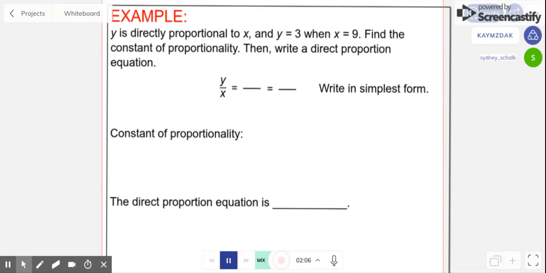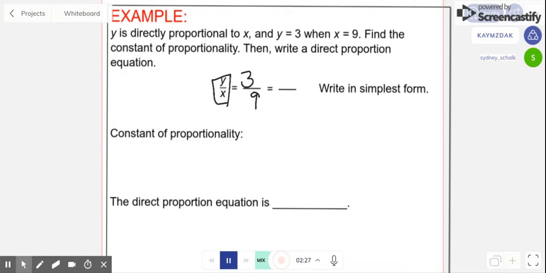So here's our first example with that. It says y is directly proportional to x, so that's an indication that we can write it as y over x, and y equals 3 and x equals 9. So when y is 3, x is 9. We want to find the constant of proportionality, then write a direct proportion equation.